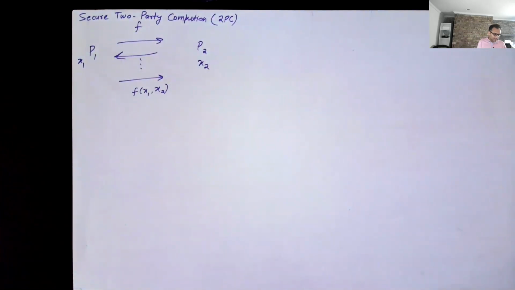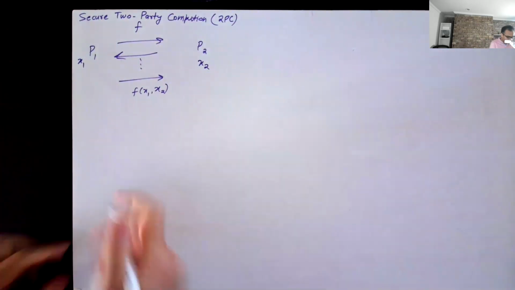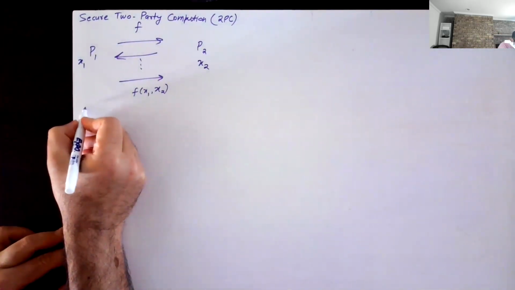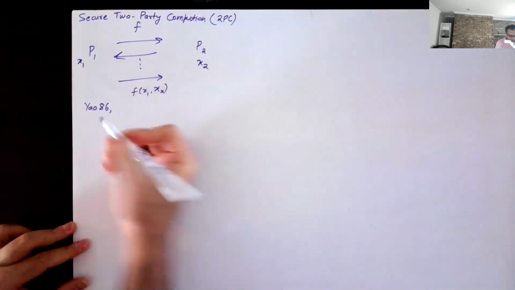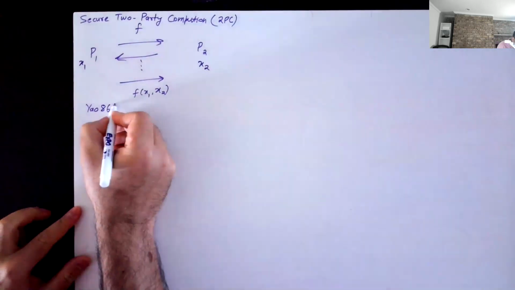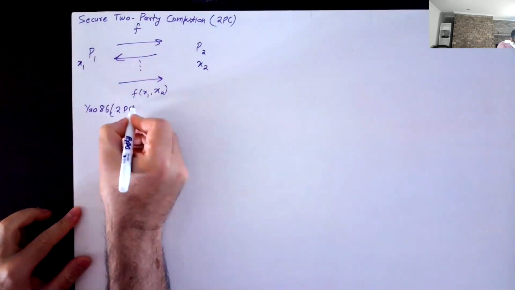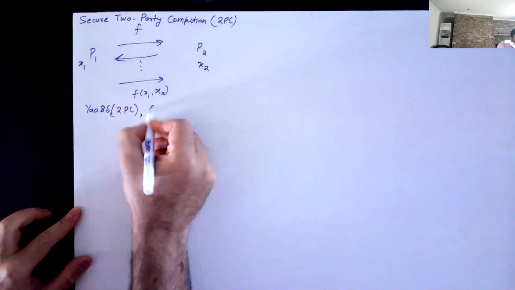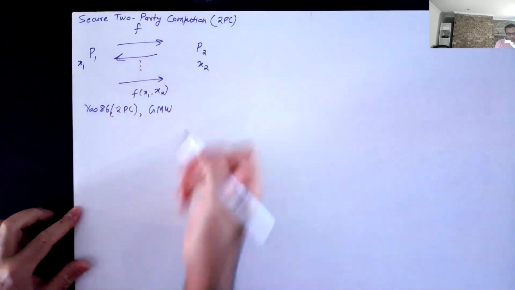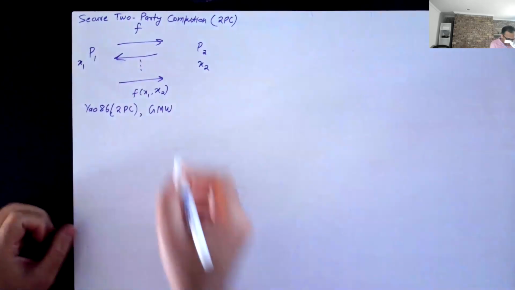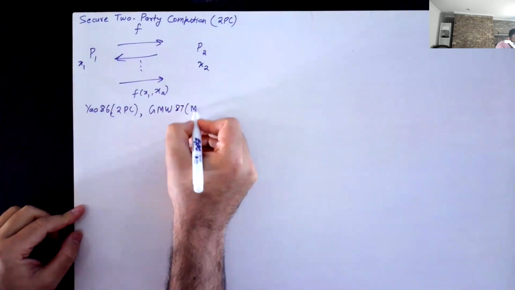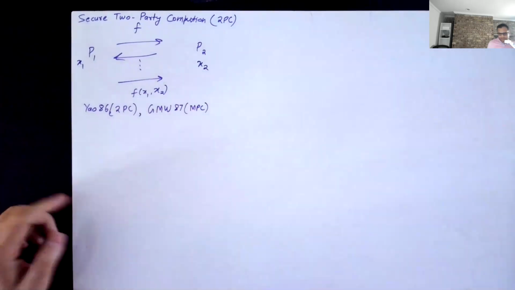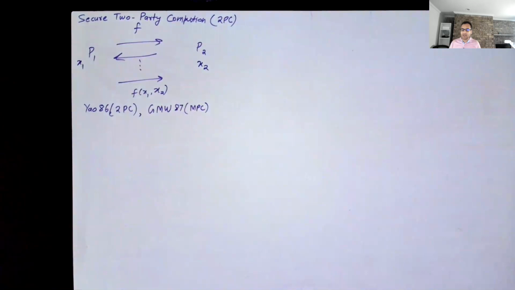This notion was introduced by Andrew Yao, I believe in '86, and that was for the case of two-party computation. This was generalized to the case of multi-party computation by Goldreich, Micali, and Wigderson in 1987. It has been over 30 years since this notion came out.